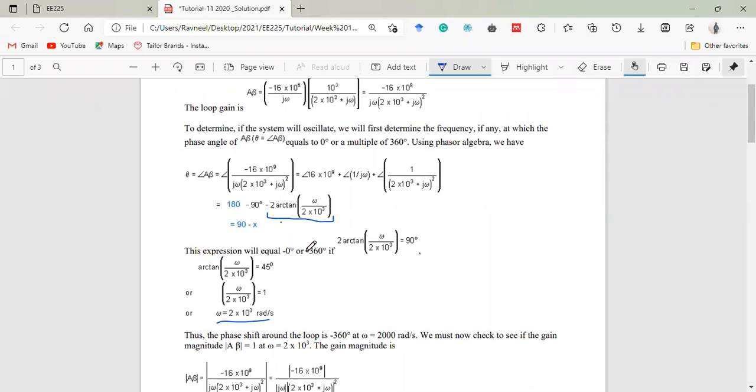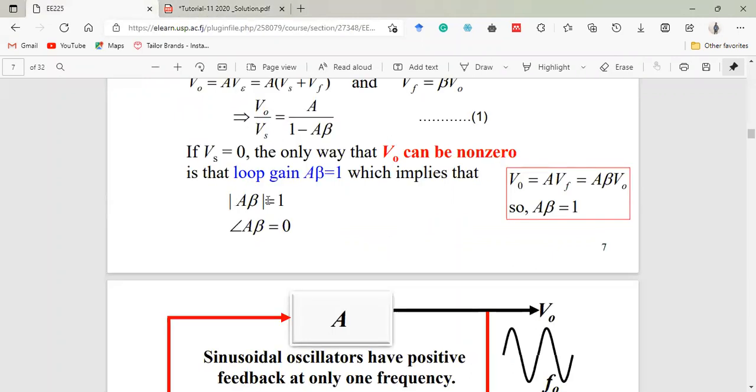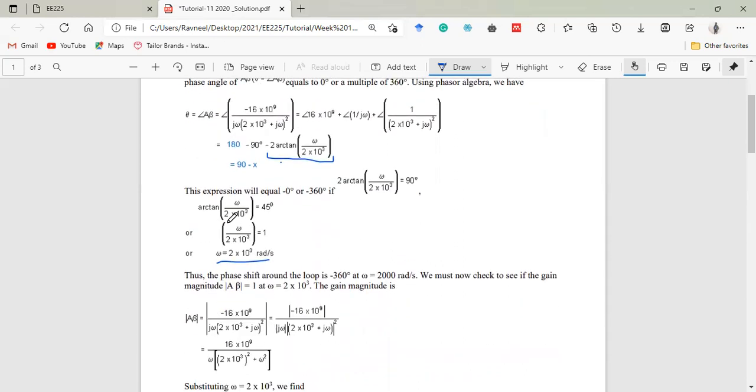The two conditions that the open loop gain should satisfy in order for the system to oscillate are that the magnitude should be equivalent to 1 and the phase should be equivalent to 0, right? So we have solved for the phase over here. In order for A times beta to have a phase of 0 degrees, omega has to be equivalent to 2 times 10 to the power of 3 rads per second. Now we have to take this particular value and check whether we get the magnitude of A times beta to be equivalent to 1 or not, right?